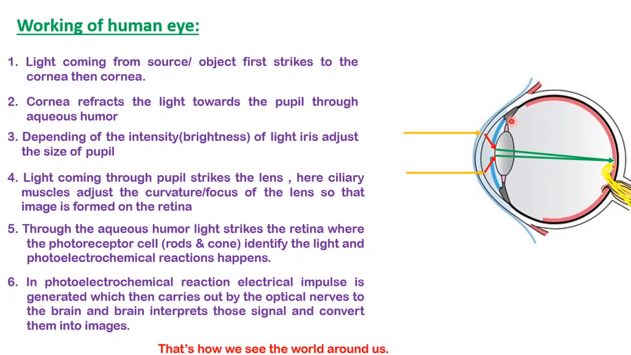So the ciliary muscles adjust the focal length depending on the position of the object, and this adjustment of focal length by the ciliary muscles is called the power of accommodation. I have already told that.